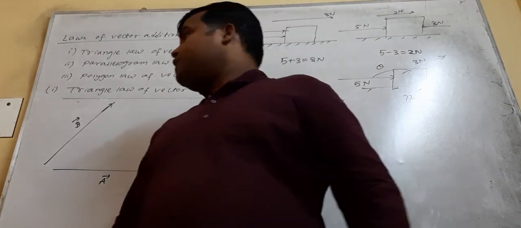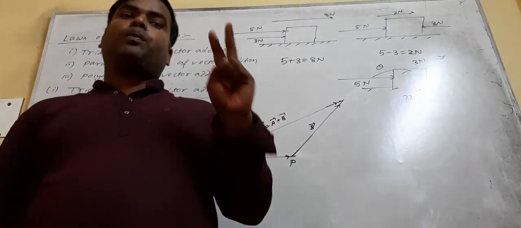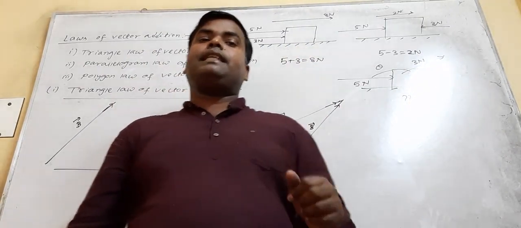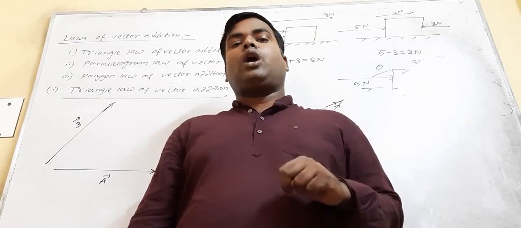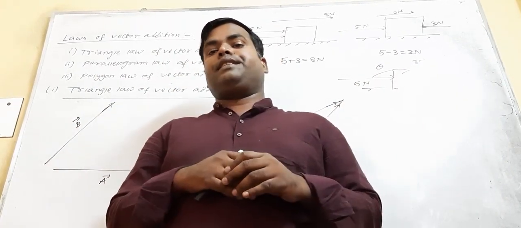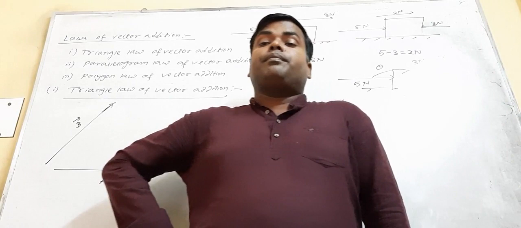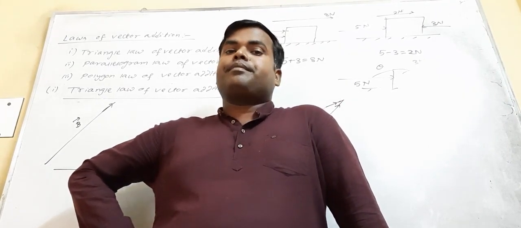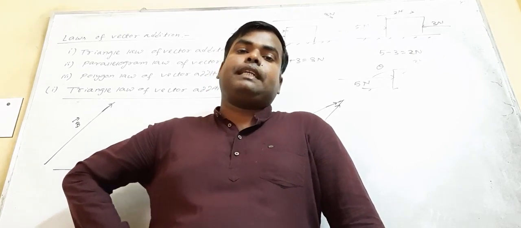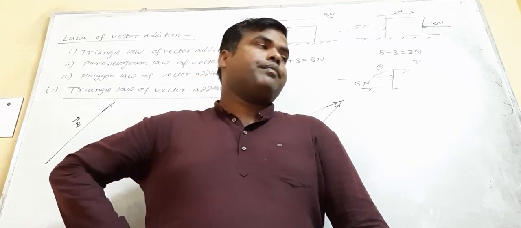First we start with the triangle law of vector addition. So what is the law? If two vectors simultaneously acting upon a body are represented both in magnitude as well as direction by the two sides of a triangle taken in the same order, then the resultant vector is represented by the third side of the triangle taken in the opposite order.